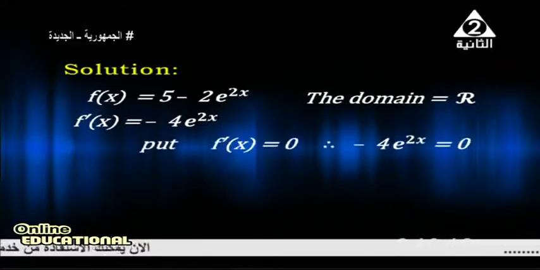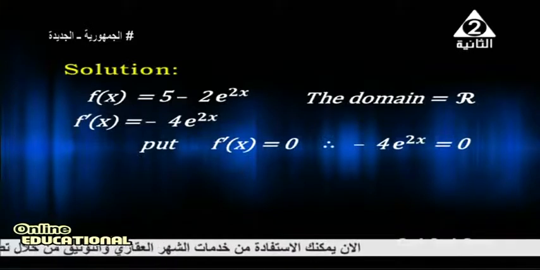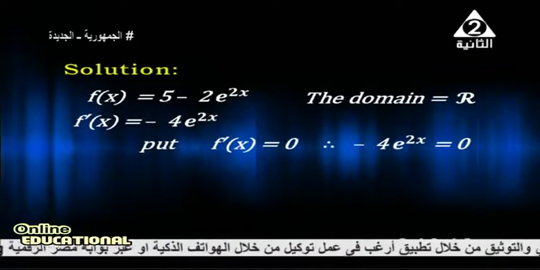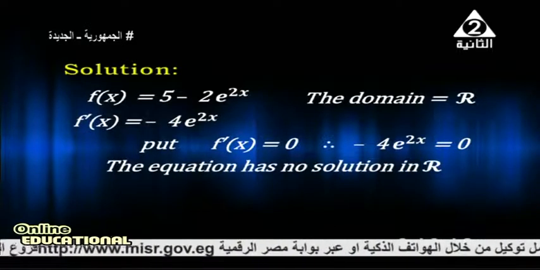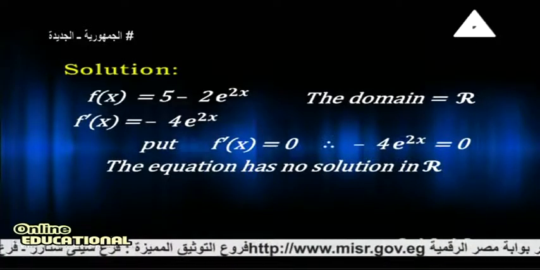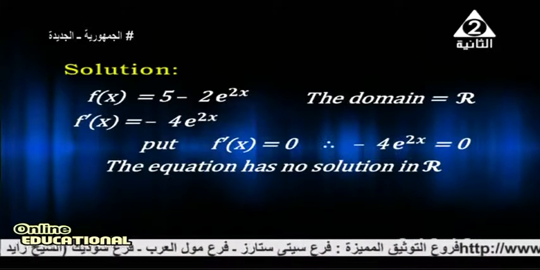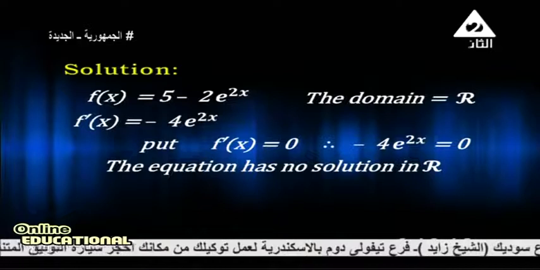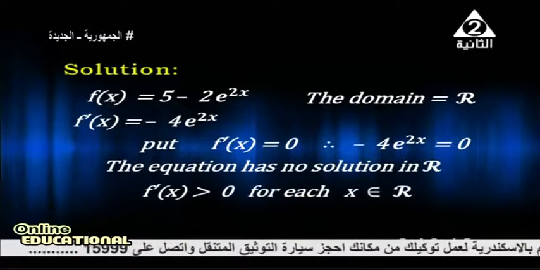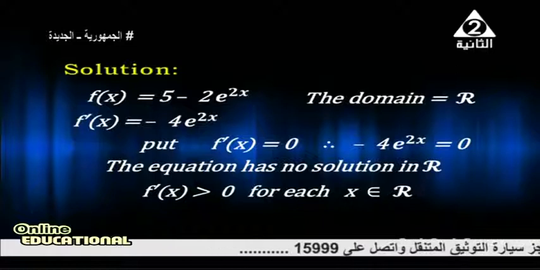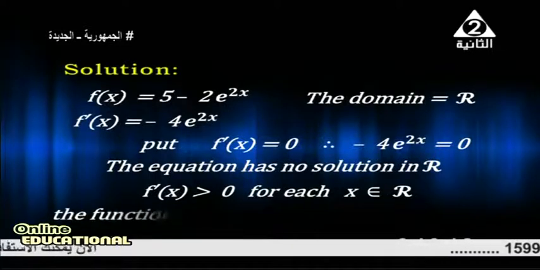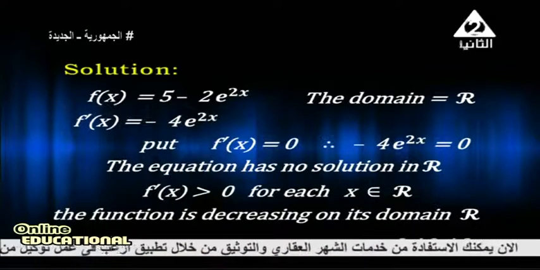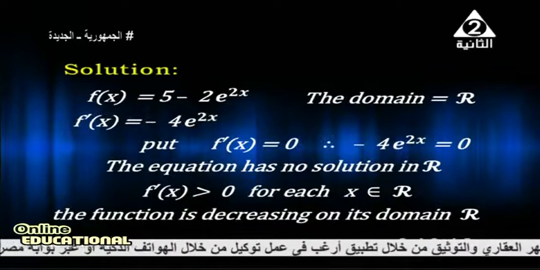Put f'(x) = 0, then −4e^(2x) = 0. The equation has no solution in R, because e^(2x) is always positive. Multiplied by −4, this expression is always negative. Then f'(x) is smaller than 0 for each x belonging to R, then the function is decreasing on its domain R, because f'(x) is negative, or less than 0.